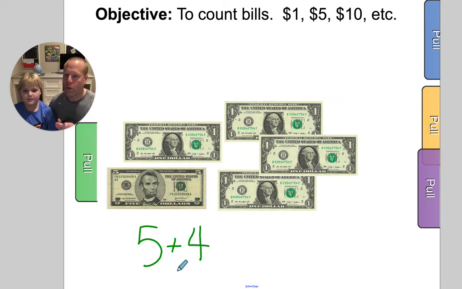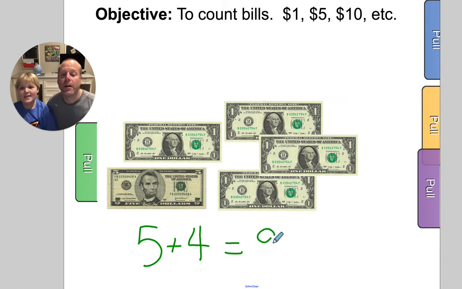And then 4 plus 4 is 8. And remember when we practiced doubles plus 1? Yep. So this is $9. So you could go ahead and put a dollar sign there. Yeah, there we go. That's the dollar sign, guys.